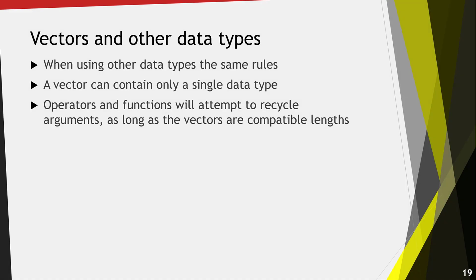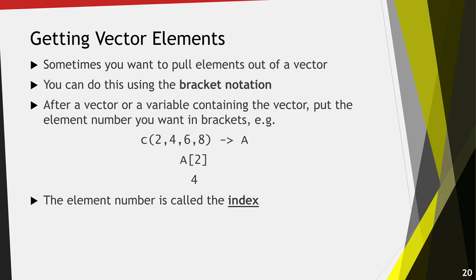Regardless of the type of data that's in a vector, they still follow the exact same rules. So a vector can only contain a single data type, and operators and functions are going to attempt to recycle arguments. Sometimes you want to pull individual elements out of a vector. You can do this in R with what's called the bracket notation. So after a vector, or a variable that contains a vector, you put the number of the element that you would like in those brackets, and R will extract it for you.